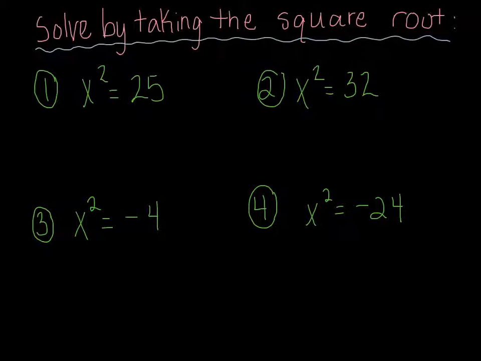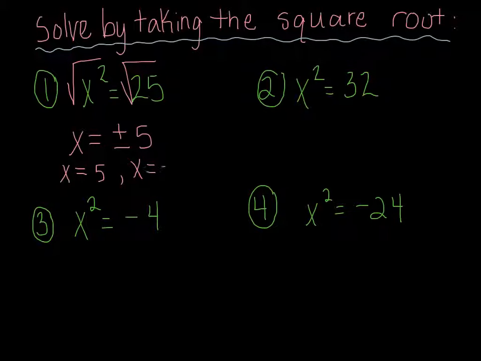Our first one, we have x squared equals 25. So we must undo x squared by square rooting. We square root both sides, and we get x equals plus minus 5. Another way you could say it is x equals 5 and x equals negative 5. The plus and minus symbol is just a shorter way of writing your answer.